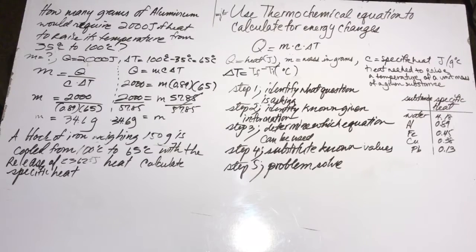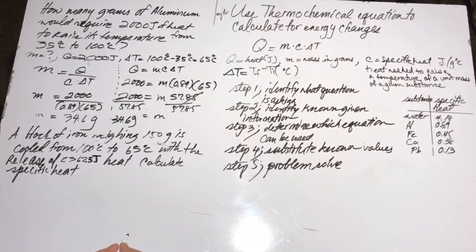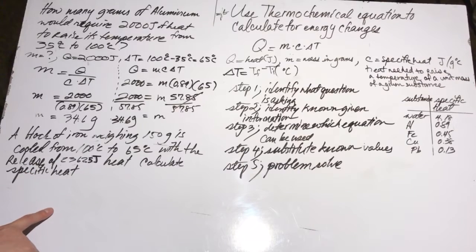Second question: a block of iron weighing 150 grams is cooled down from 100 degrees Celsius to 65 degrees Celsius with the release of 2362.5 joules of heat. Calculate the specific heat. You are asked to calculate the specific heat of iron, so your answer at the end of this process should match the one on the table.